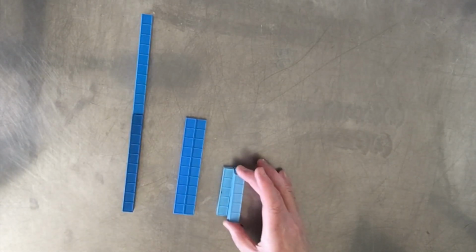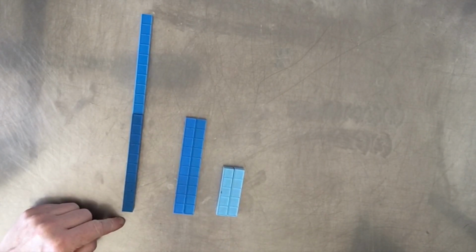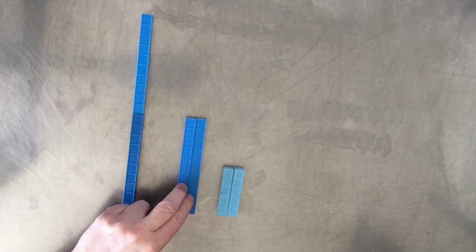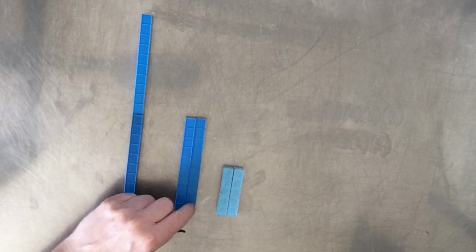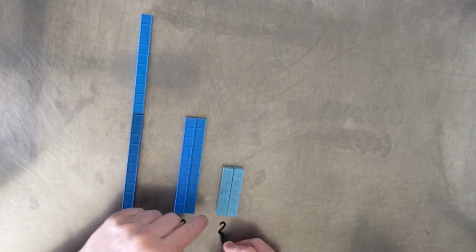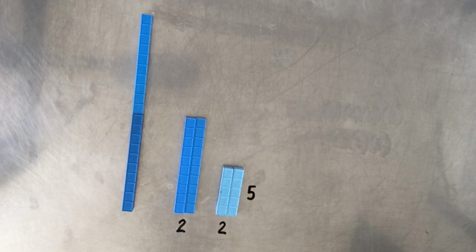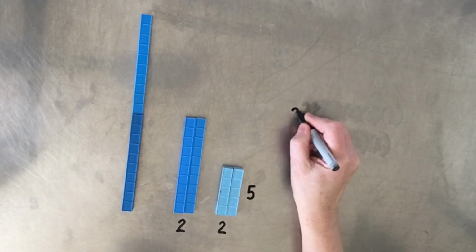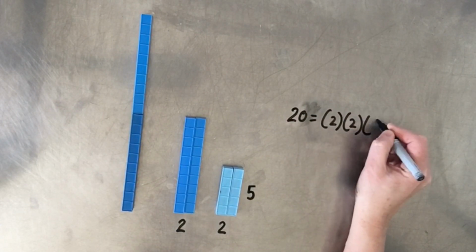I mean, you could do it this way, but it's the same shape. So we consider 5 prime. So we don't look at the 1, and we don't look at the 20, because 1 is not prime and 20 can be reshaped. We look at the 2 because it is prime. We don't look at the 10 because it can be reshaped, but we look at this 2 because it's prime, and then the 5 is also prime. It cannot be reshaped. So 20 written as a product of primes is 2 times 2 times 5.